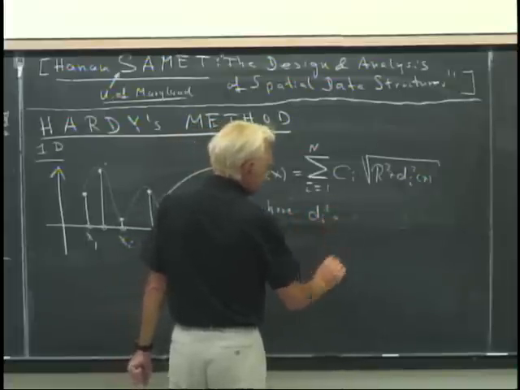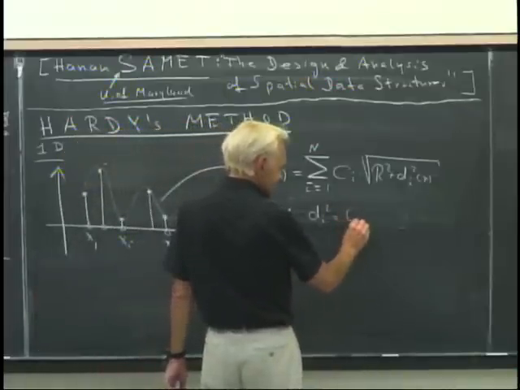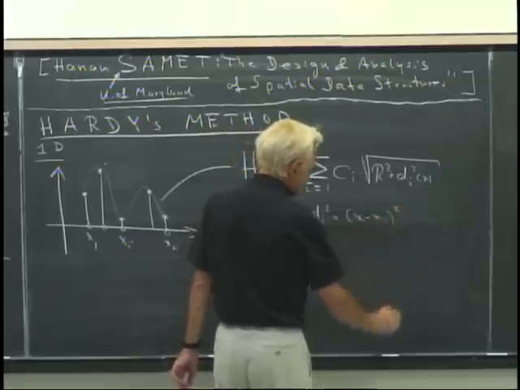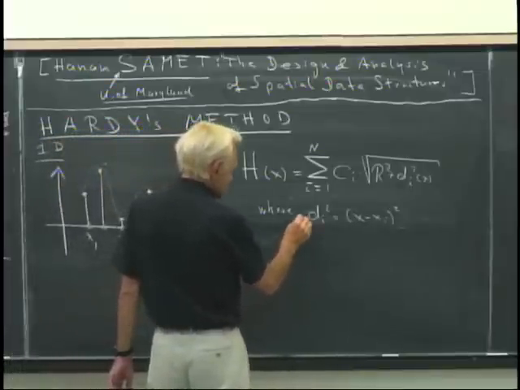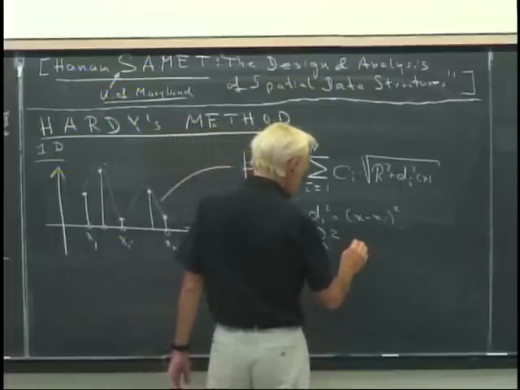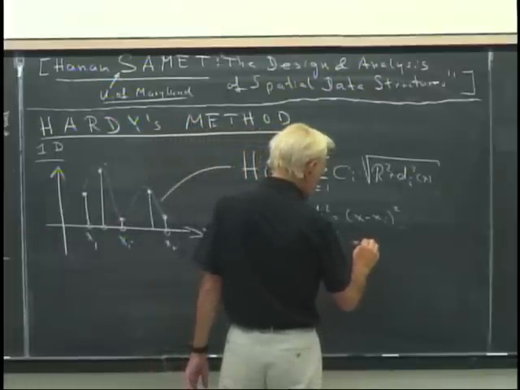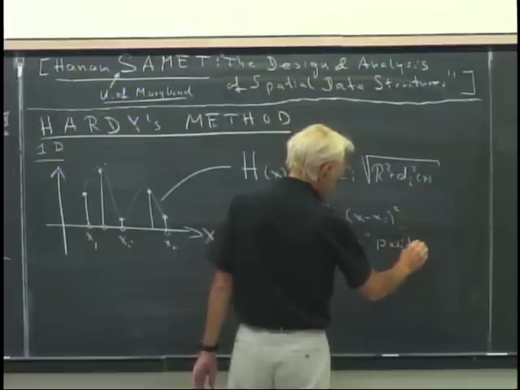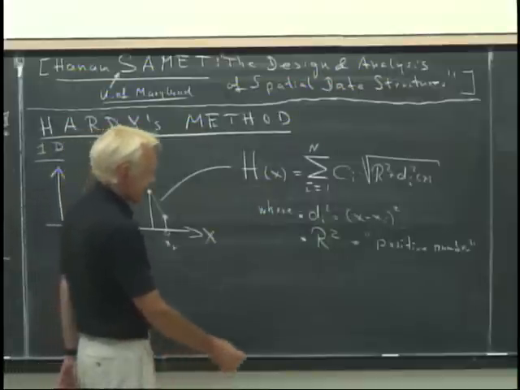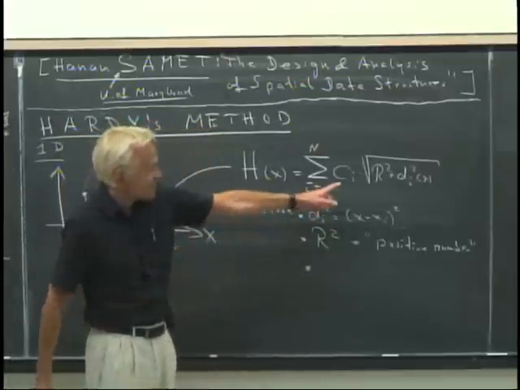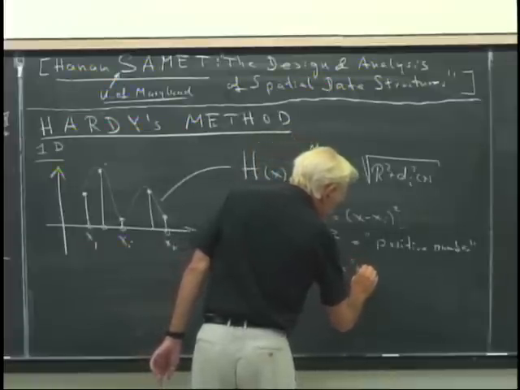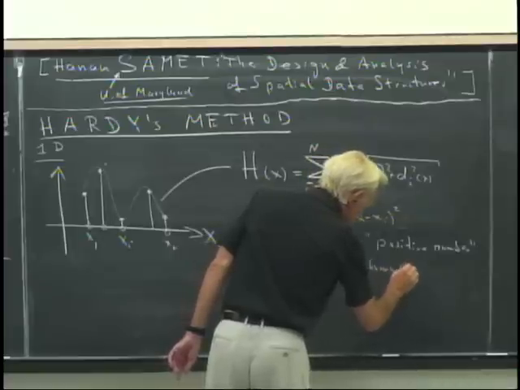d_i squared is merely the square of the distance between an arbitrary x and a site x_i, so it's just x minus x_i squared, right? And the other thing is r squared. This will become a tricky parameter. r squared is just some positive number, and it's very tricky to choose that. It's easy for me to say that. And then the c_i are the unknown coefficients in this expansion. The c_i are real-valued coefficients. These are the unknown coefficients.